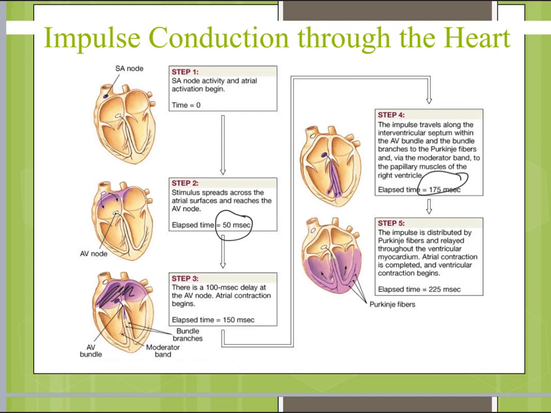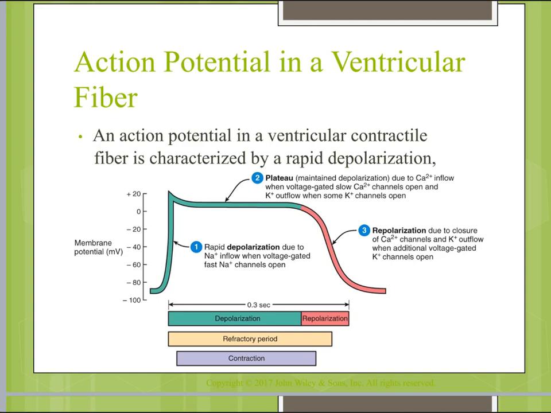Now, those impulses, that action potential spread, is distributed by the Purkinje fibers and relayed throughout the ventricular myocardium. So now both ventricles are fully depolarized and contraction will begin. Atrial contraction is completed, meaning all blood is now in the ventricles, and ventricular contraction begins. It takes about 50 milliseconds for those ventricles to completely depolarize. Our total elapsed time is 225 milliseconds. And at the end of step 5, blood is moving out of those semilunar valves to the lungs and to the body. Let's take a look at those action potentials in a ventricular fiber.